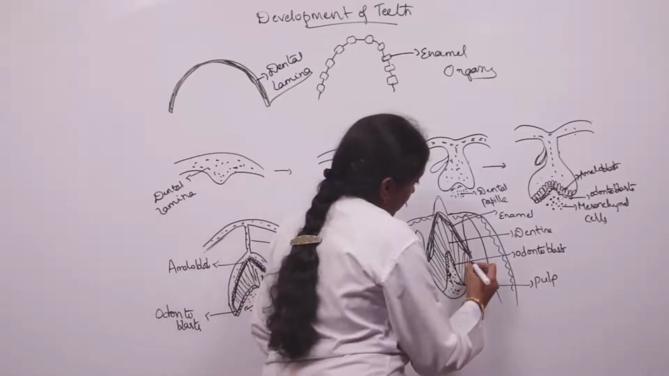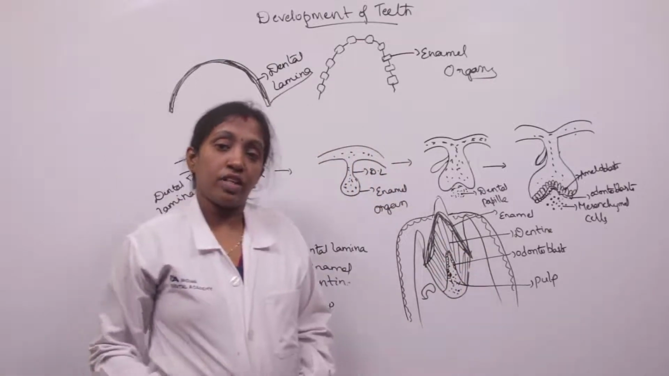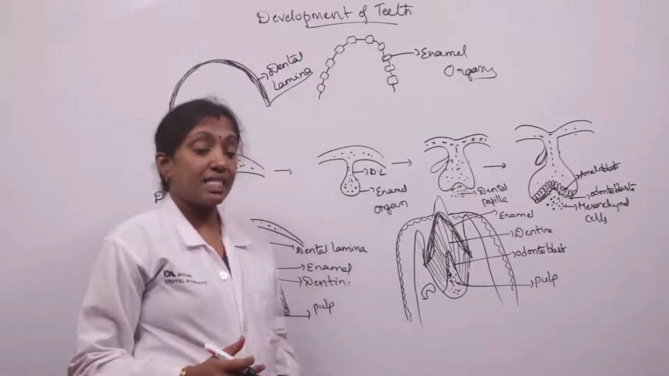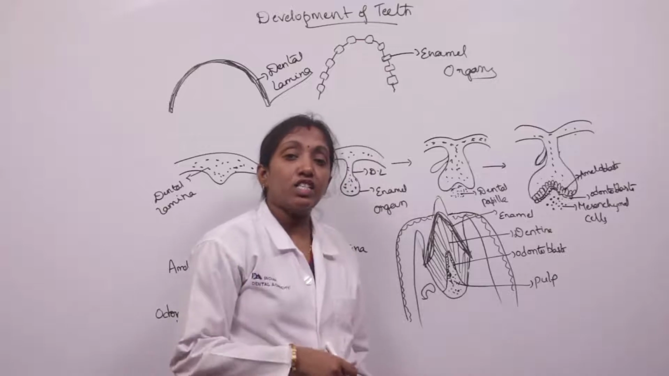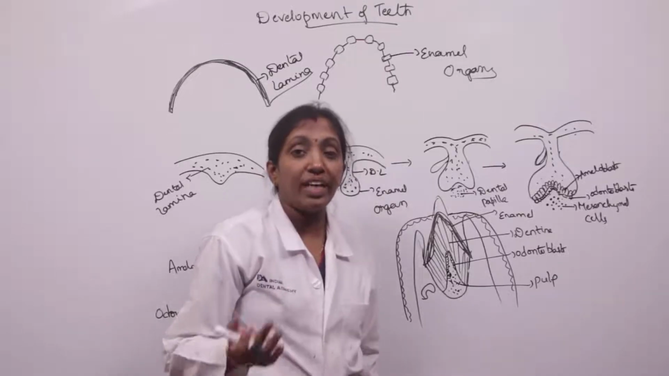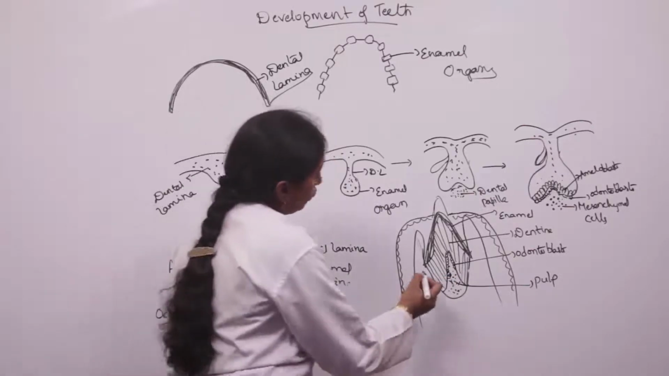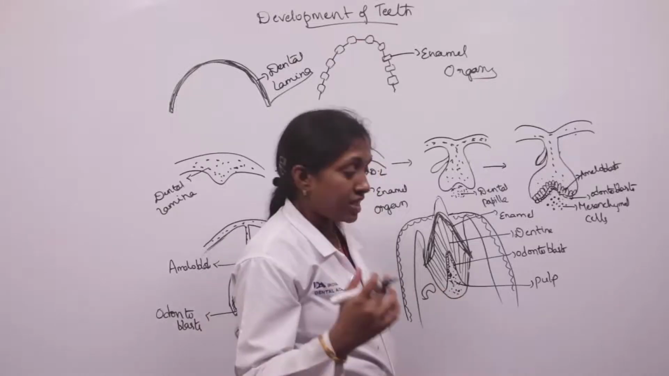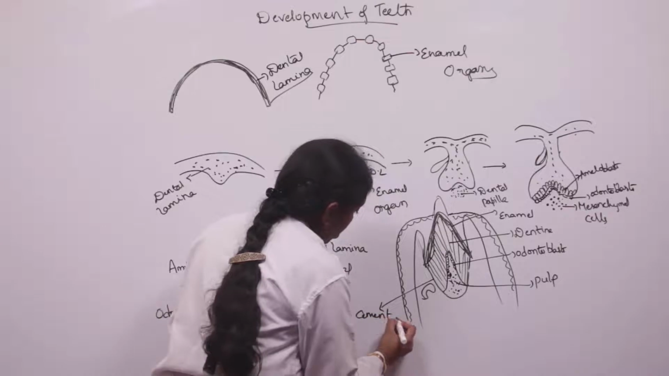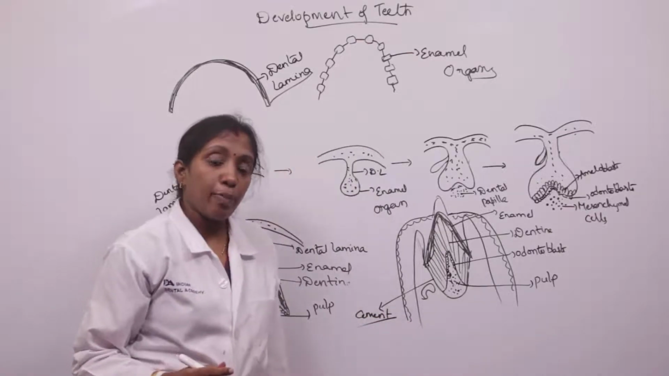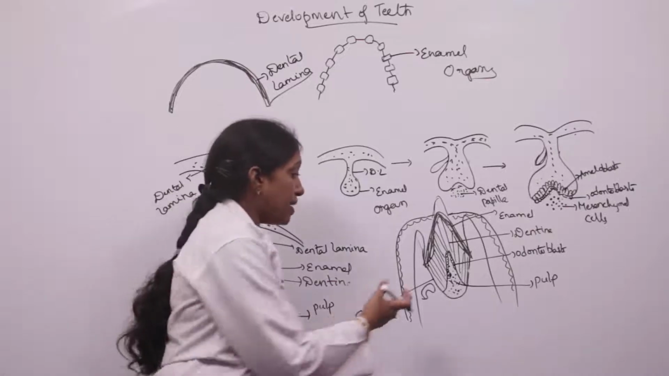Here this dentine is covered by a hard layer that is called cement. This cement is deposited by the cementoblasts, which are nothing but the derivatives of the mesenchymal cells. So the root is covered by a hard substance called cement, which is formed by the cementoblast cells, the derivatives of the mesenchymal cells.